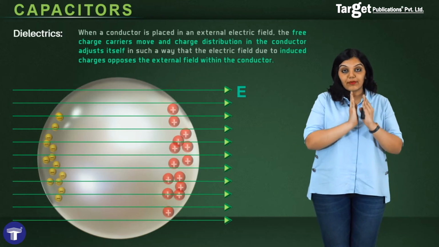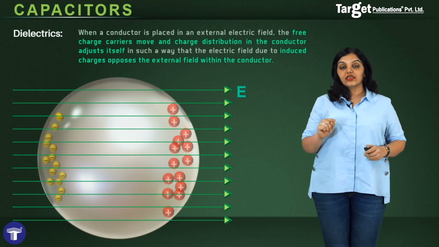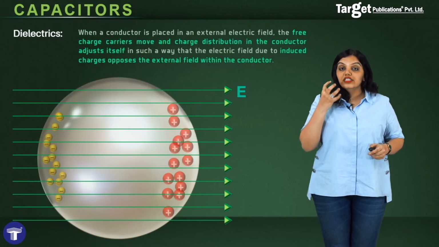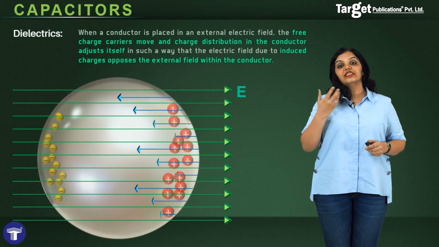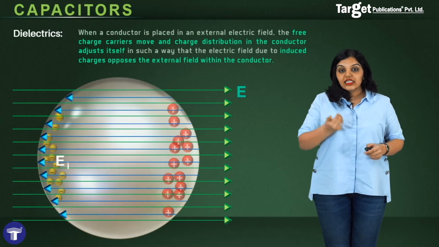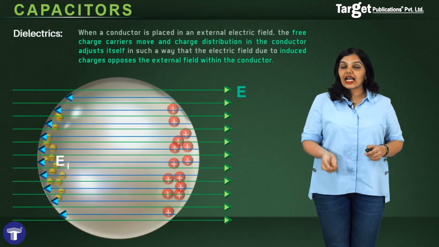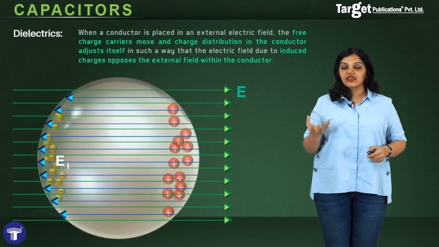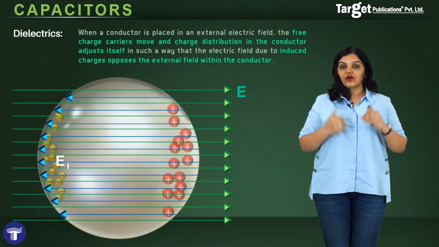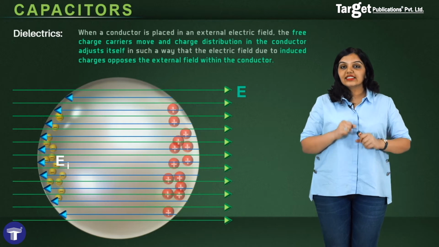Because there is this separation of charge inside a conductor, what happens is that an induced electric field is set up inside the conductor. And this induced electric field is exactly opposite to the external electric field which is acting on the conductor. And again, why is this important?